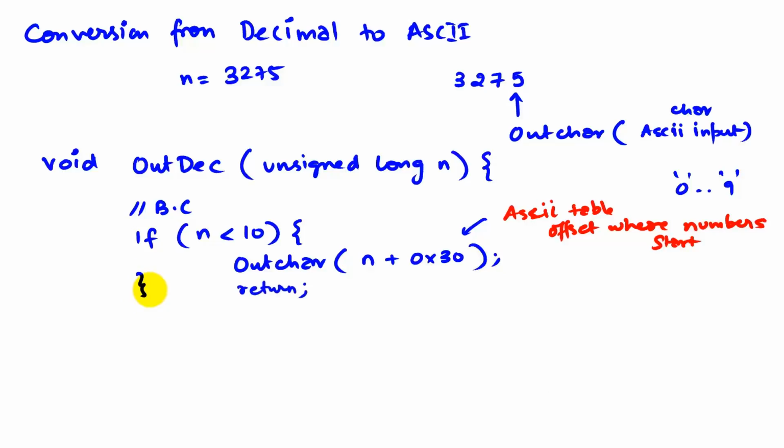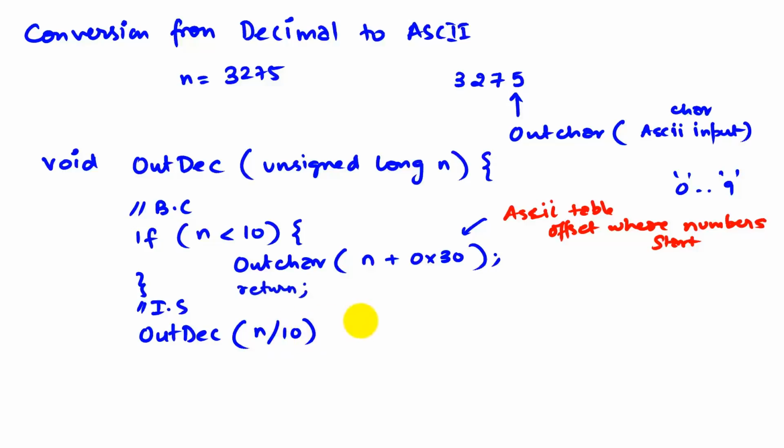And once we do that, we have our base case. Now if we come out of our base case, that means we're in an inductive step. Our inductive step is to call outdeck, call yourself, but call yourself by eliminating that one digit that you already have extracted.